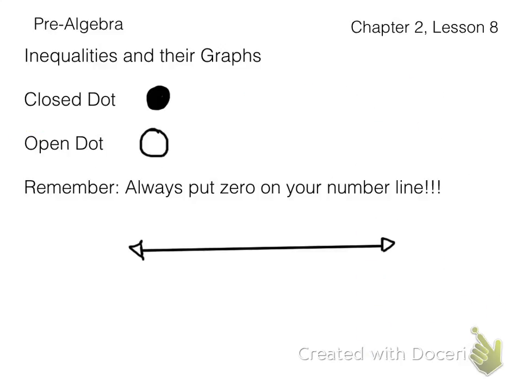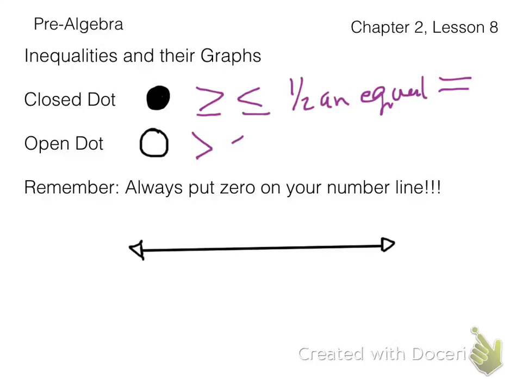Okay, so again, we use a closed dot when we are talking about greater than or equal to and less than or equal to. Closed dots must have that half an equal sign. Because remember, an equal sign looks like that, and it's got half of one. And then an open circle is what we use for greater than or less than, but not the ones with half an equal sign.